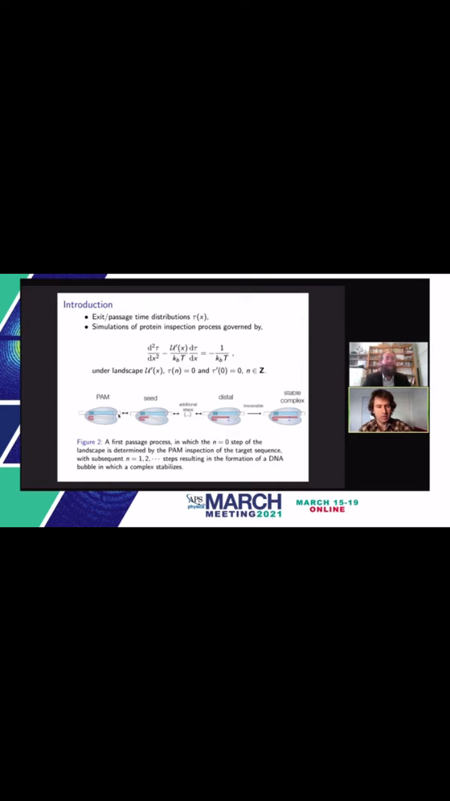We can visualize that within some plasmid, the steps of the landscape barrier that have to be overcome are, first of all, the n equals 0 step, which involves the PAM inspection. Then for the n equals 1 step, the protein, while it's still inside the plasmid, will begin to inspect the remaining parts of the sequence that's given in this other color. And then after following a finite number of steps in the landscape, the stably bound complex will be formed.